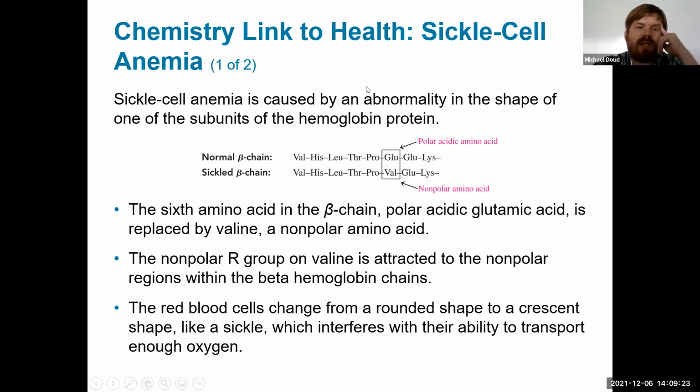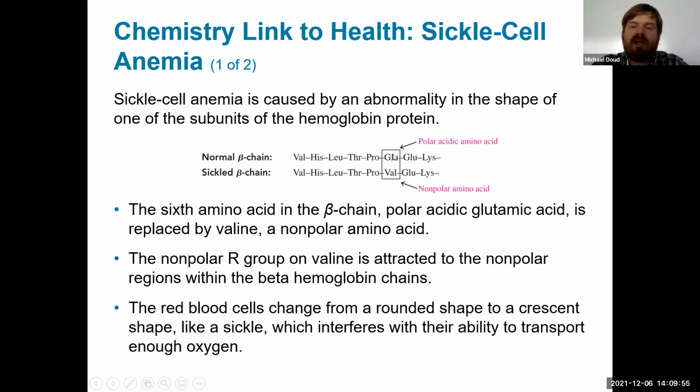Okay, let's talk quickly about sickle cell anemia. So we're going to find out more about this in the next chapter, but there's all sorts of abnormalities that can occur in proteins based on the way that they're interpreted from DNA. So what happens is basically in a normal beta chain of hemoglobin, you have this look here, and then in the sickle cell anemia beta chain, you have a glutamic acid that's been turned into a valine.